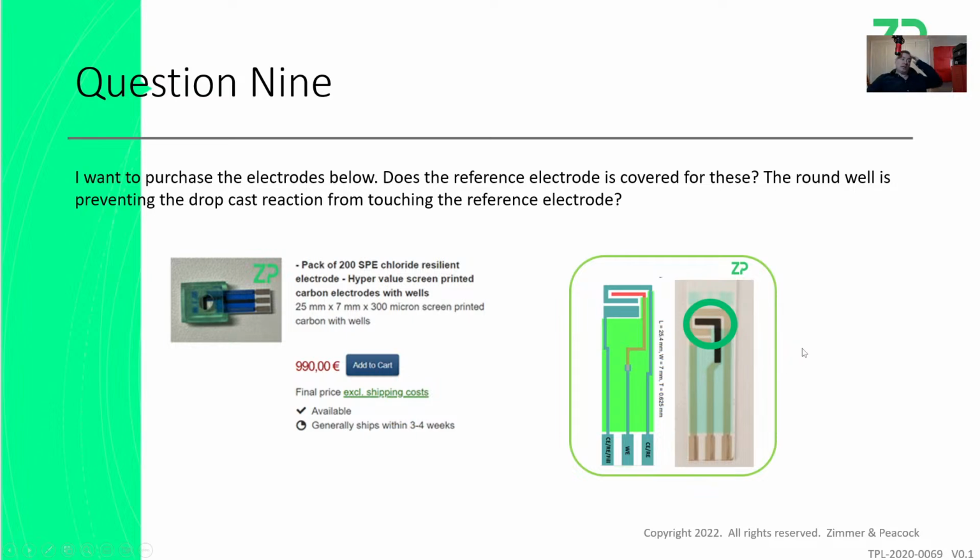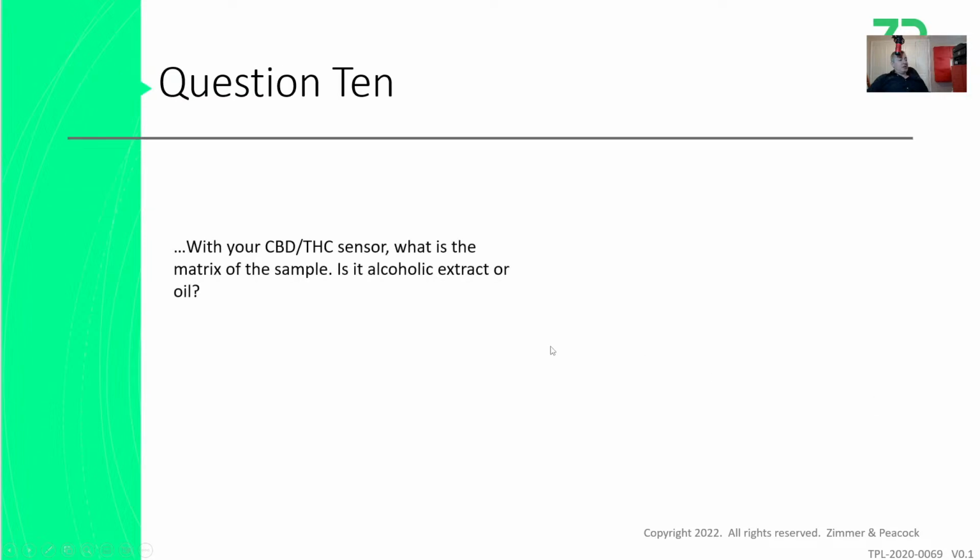If you're really, really stuck, honestly, come to a workshop, because we can get more than 10 people in a room to do this pipetting, and it works pretty well. So please. Somebody's asking about CBD and THC analysis.